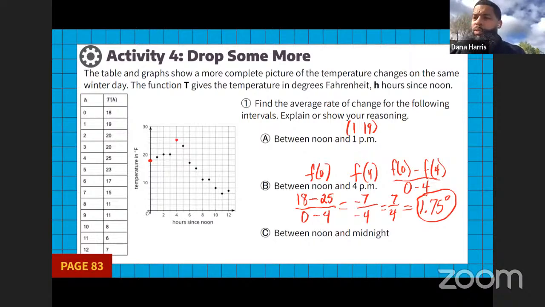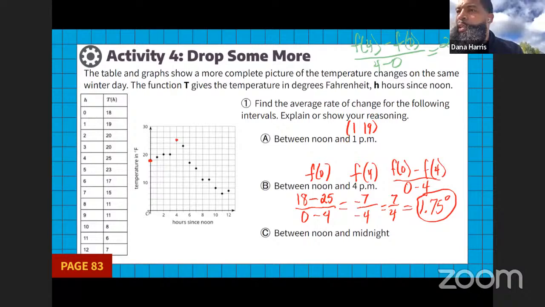And now we look at this, and you can do these either way. Let me say this. You can start with f of 4 minus f of 0, right? It's still going to give you the same number. So let's look at that real quick. If I do f of 4 minus f of 0, then I just switch the 4 and the 0, 4 minus 0. Well, we said f of 4 is 25, f of 0 is 18, and then over 4 minus 0, we still get the same numbers. It's simply 7 over 4, which is still 1.75.